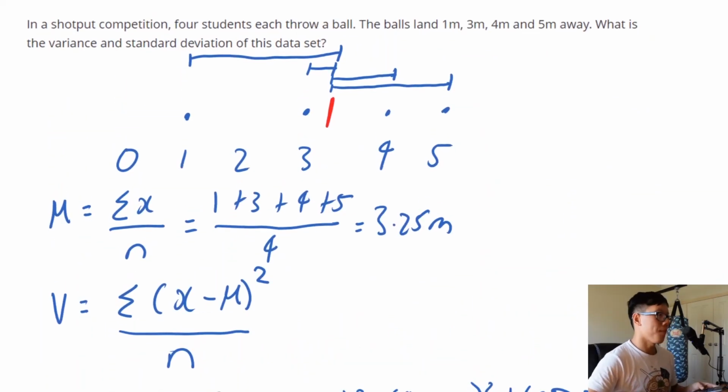So again, the mean tells us where the center of the data set is, but our variance and standard deviation tell us how far spread apart all of the data points are. We do that by finding the average of the squared distances away from the mean to find our variance. But because the units are squared, we just square root that to get our standard deviation.